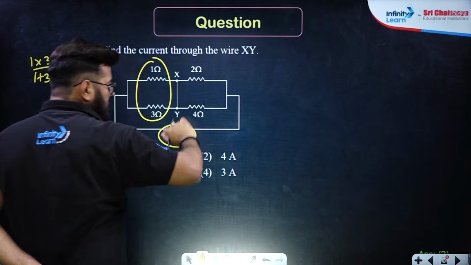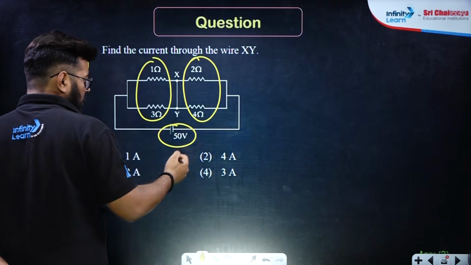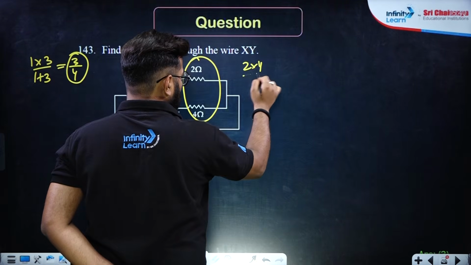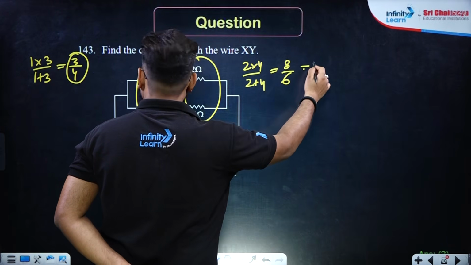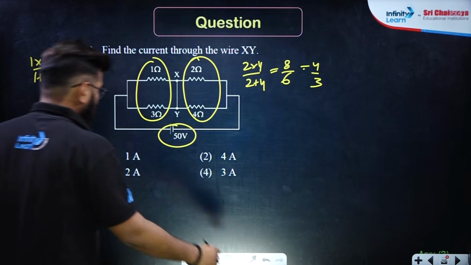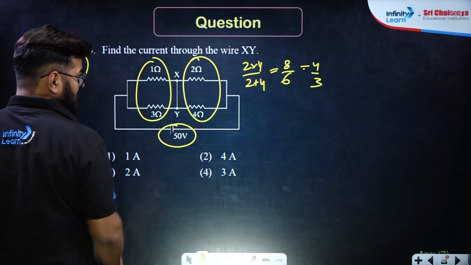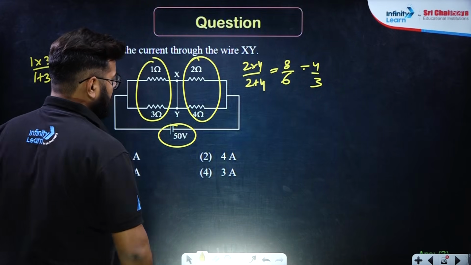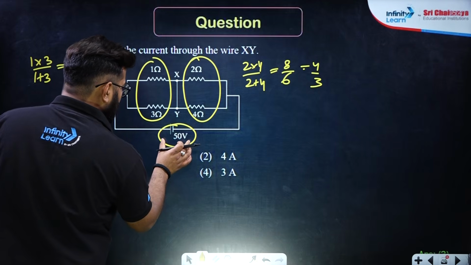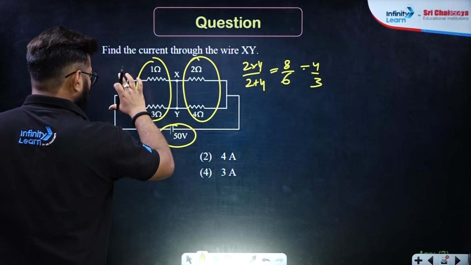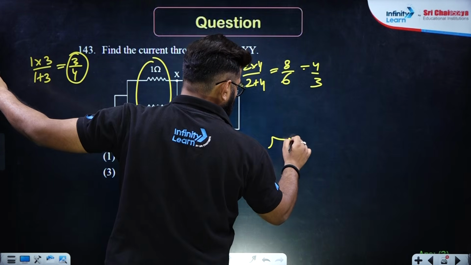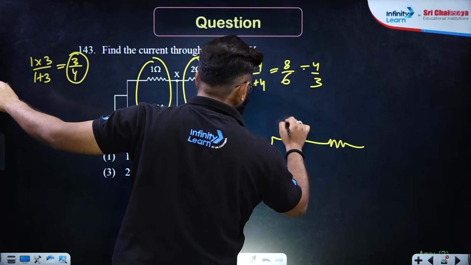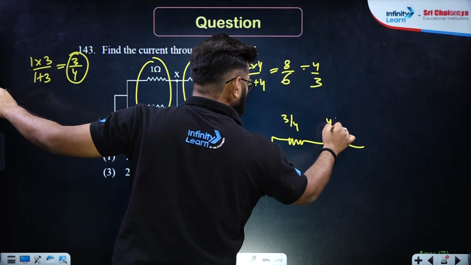Perfect. What is the net resultant of this? 2 into 4 upon 2 plus 4. This will be 8 by 6, that is 4 by 3. So one resistance is 3 by 4, another is 4 by 3. So this 50 will be distributed. Now basically you have the setup over here like this: one resistor like this, another resistor like this. This is 3 by 4, this is 4 by 3.